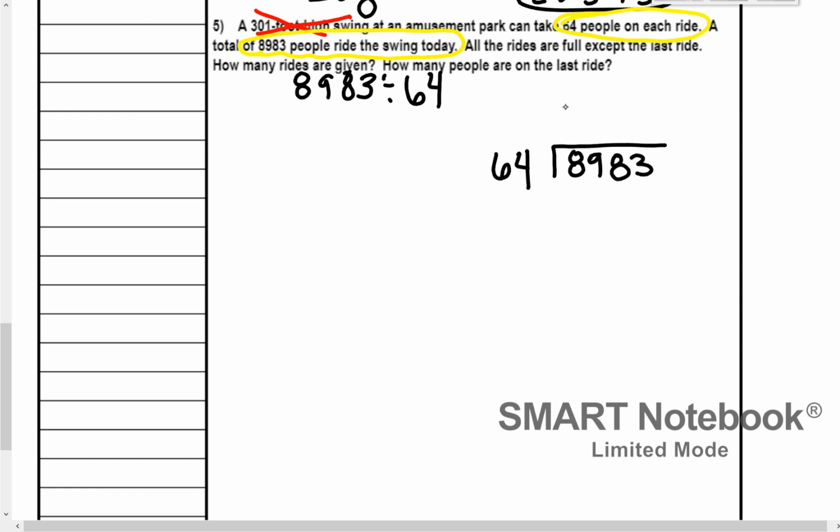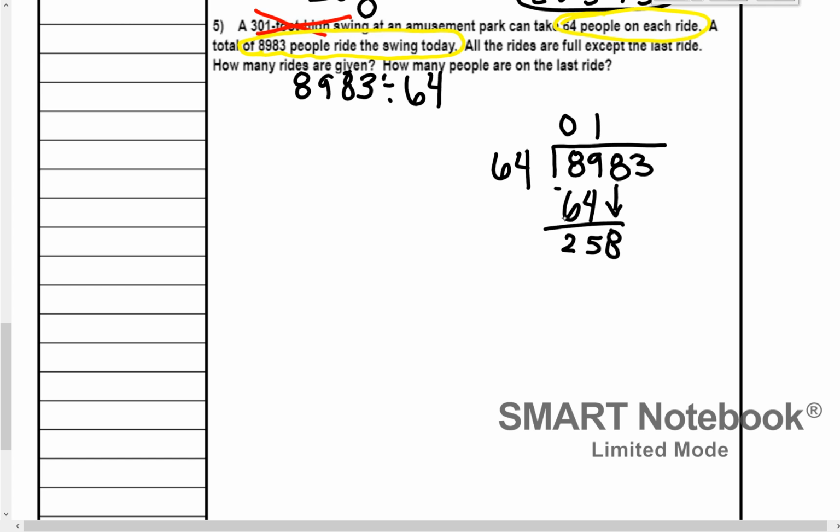How many times does 64 go into 8? It cannot. How many times does 64 go into 89? It can only go in there once. 1 times 64 is 64. And we subtract. 9 minus 4 is 5. 8 minus 6 is 2. 25 is smaller than 64, so we are good to go.